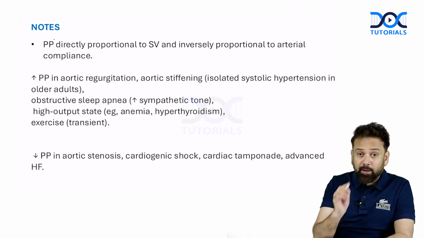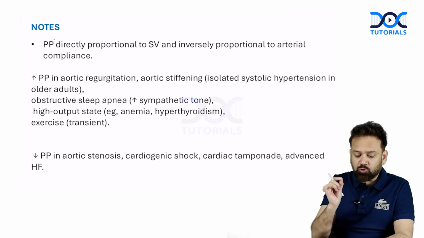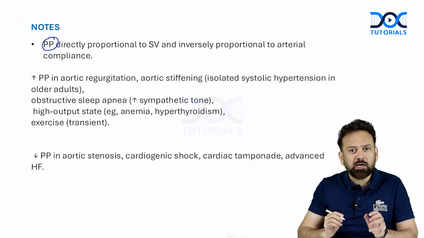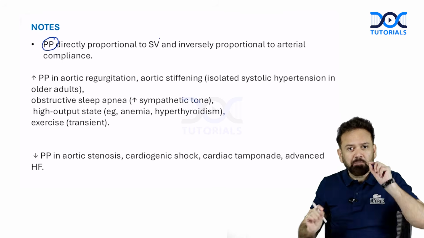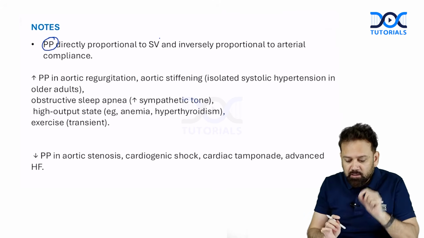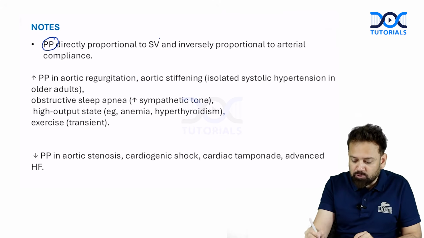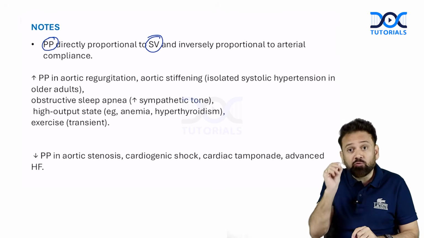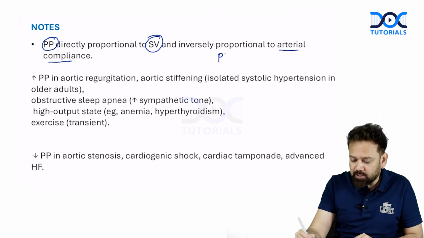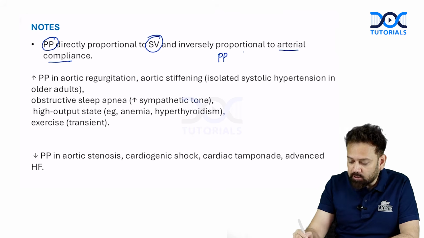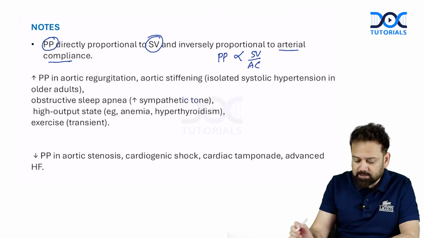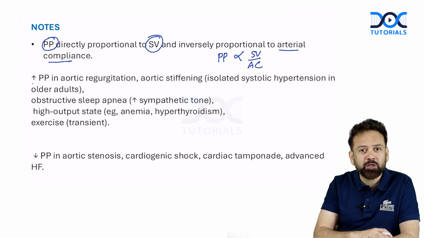Clear? So now pulse pressure. What is pulse pressure? Systolic minus diastolic. Nowadays, a lot of questions are asked directly from pulse pressure. And believe me, if you know this, you can understand so many concepts. Pulse pressure is directly proportional to the stroke volume and inversely proportional to the arterial compliance. So pulse pressure, systole minus diastole, is proportional to the stroke volume upon arterial compliance. Now you can understand a lot of MCQs in your books.